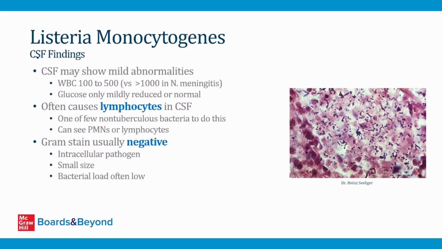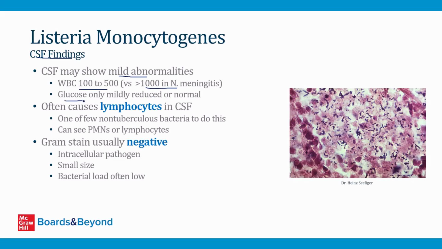Listeria has some special CSF findings you need to be aware of when you do a lumbar puncture in a patient who has meningitis from this bacteria. So first of all, the CSF in Listeria infection is famous for showing only mild abnormalities. So the white blood cell count may be in the range of 100 to 500 versus greater than 1,000, like you can see in Neisseria or strep pneumonia infections.